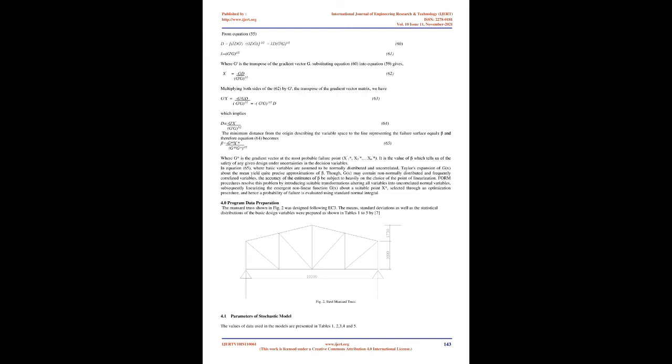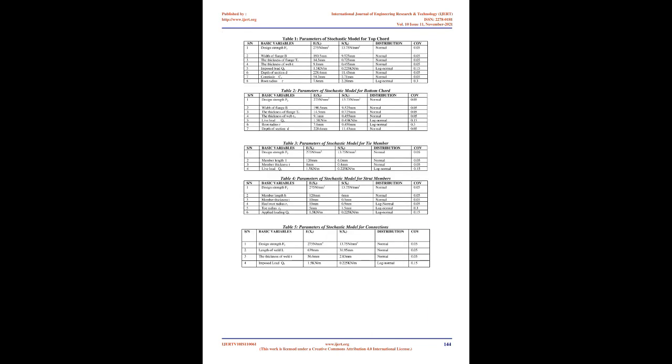Though G(X) may contain non-normally distributed and frequently correlated variables, the accuracy of the estimates of β is subject heavily to the choice of the point of linearization. FORM procedures resolve this problem by introducing suitable transformations altering all variables into uncorrelated normal variables, subsequently linearizing the emergent nonlinear function g(x) about a suitable point x*, selected through an optimization procedure, and hence a probability of failure is evaluated using the standard normal integral.